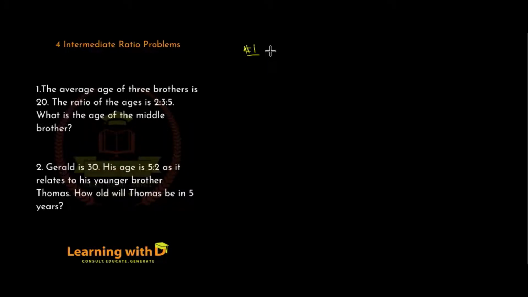So the ratio is 2 to 3 to 5, and we want to find the age of the middle brother. So the middle brother would have this as his ratio, 3. Okay, 3 will be his ratio. So the fraction of the whole then would be 3/10. Now, how did I get 10? Because I have to add these up. 2 plus 3 plus 5. So his will be 3/10 of the whole.